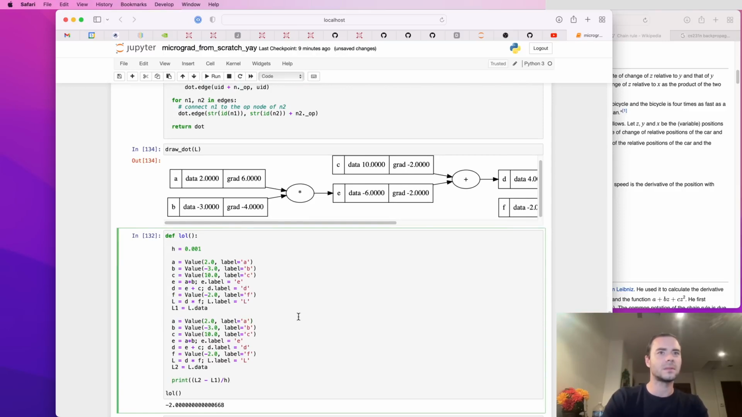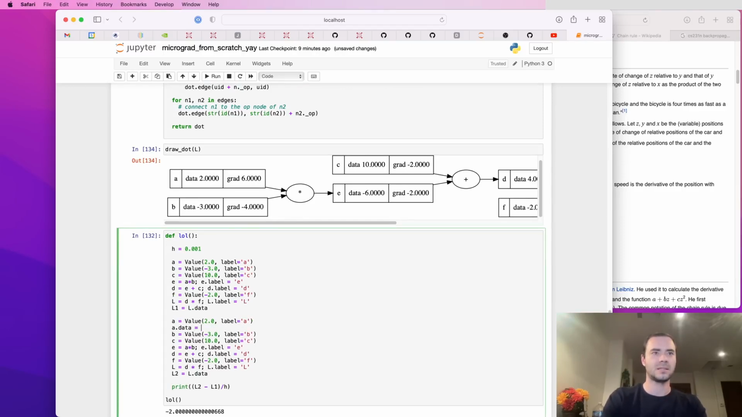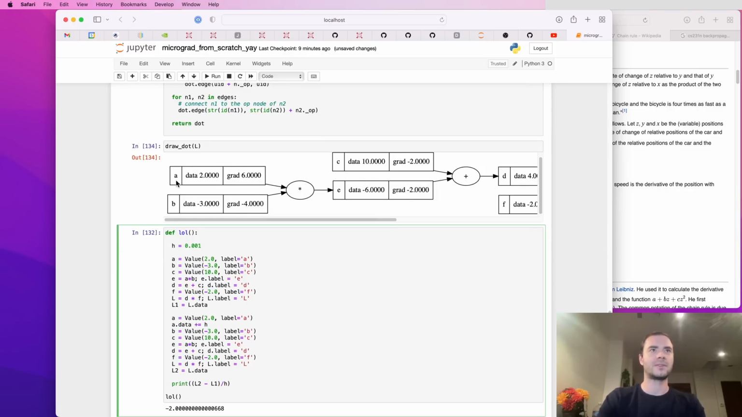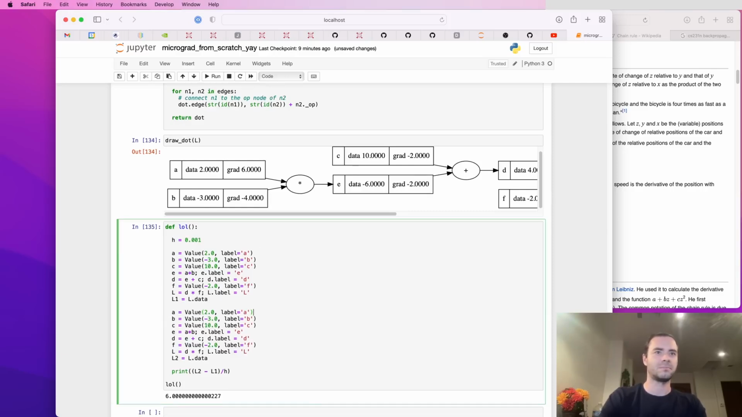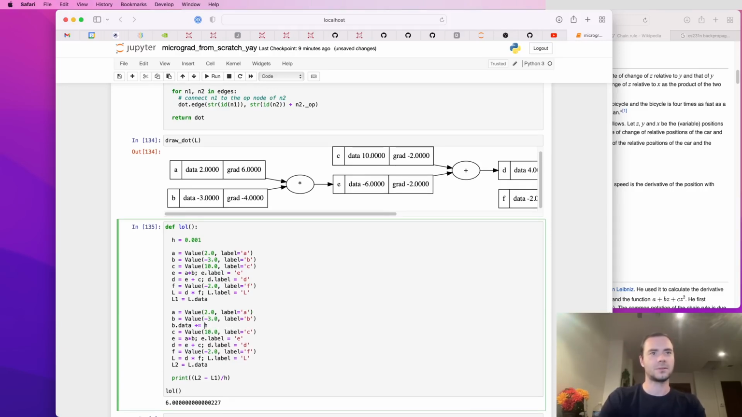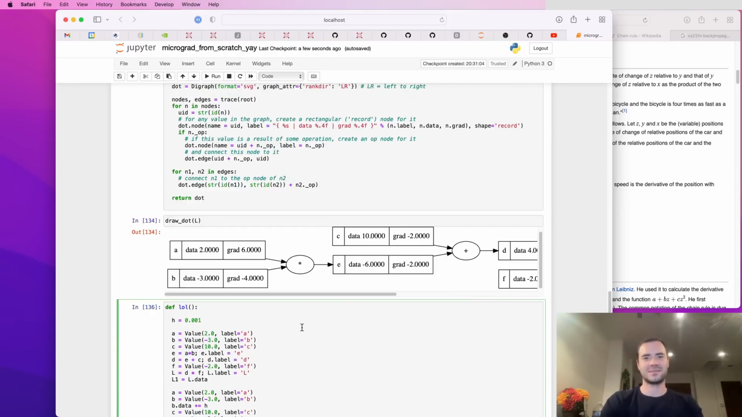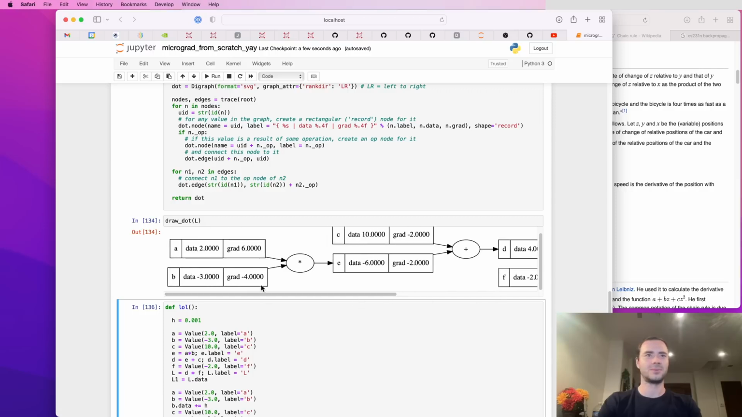We have A here, a dot data plus equals h. So the claim is that a dot grad is 6. Let's verify. 6. And we have b dot data plus equals h. So nudging b by h and looking at what happens, we claim it's negative 4, and indeed it's negative 4, plus minus float oddness. And that's it. That was the manual backpropagation all the way from here to all the leaf nodes.